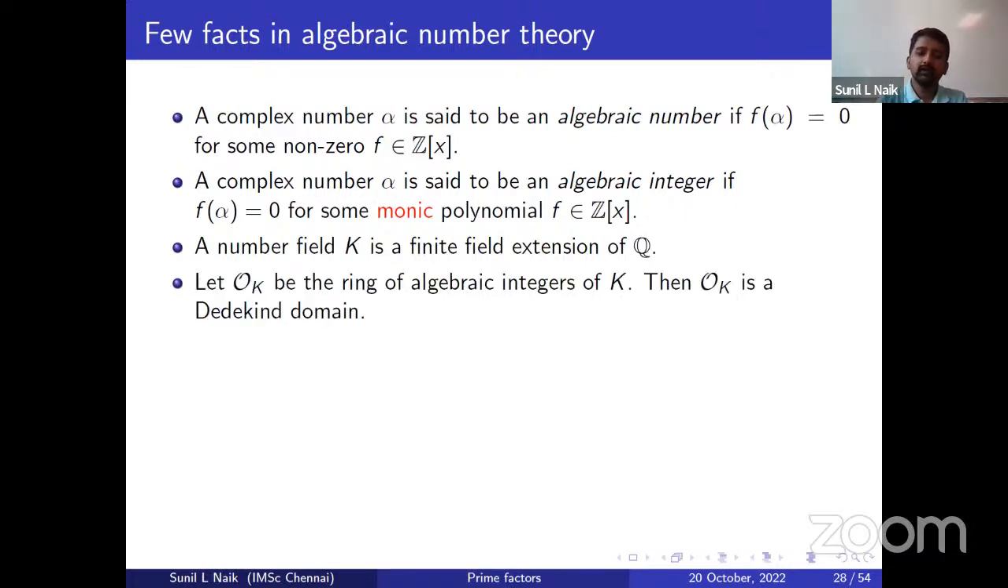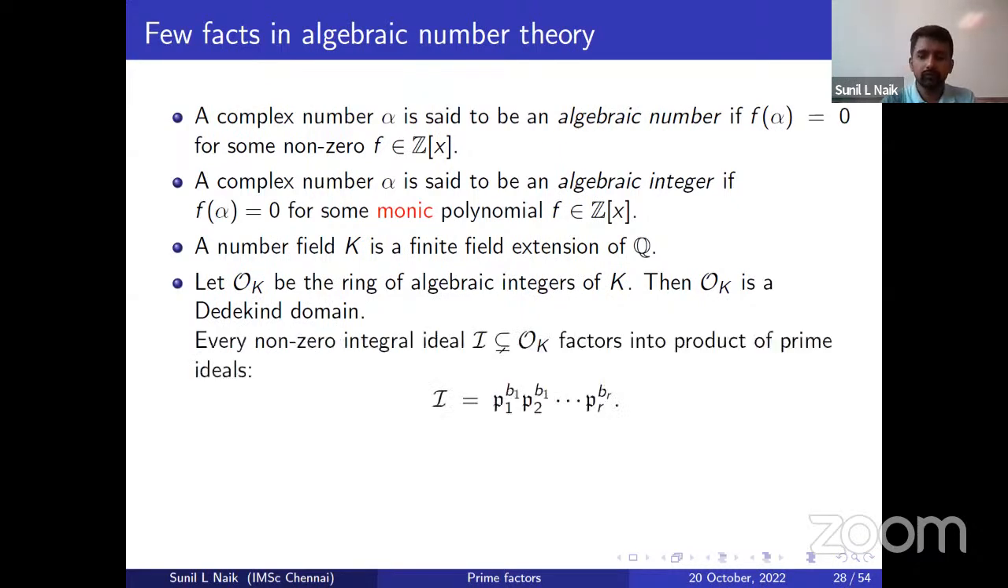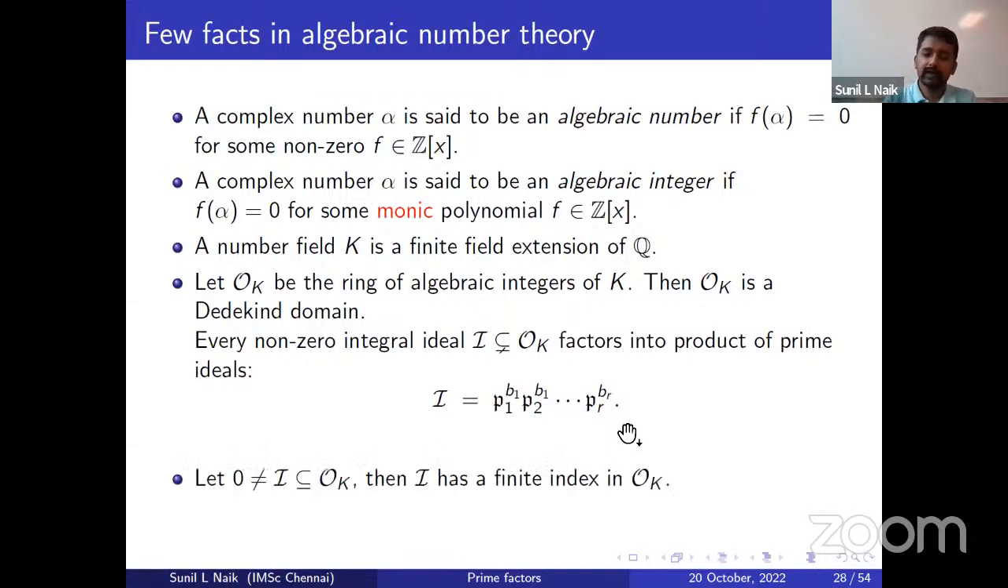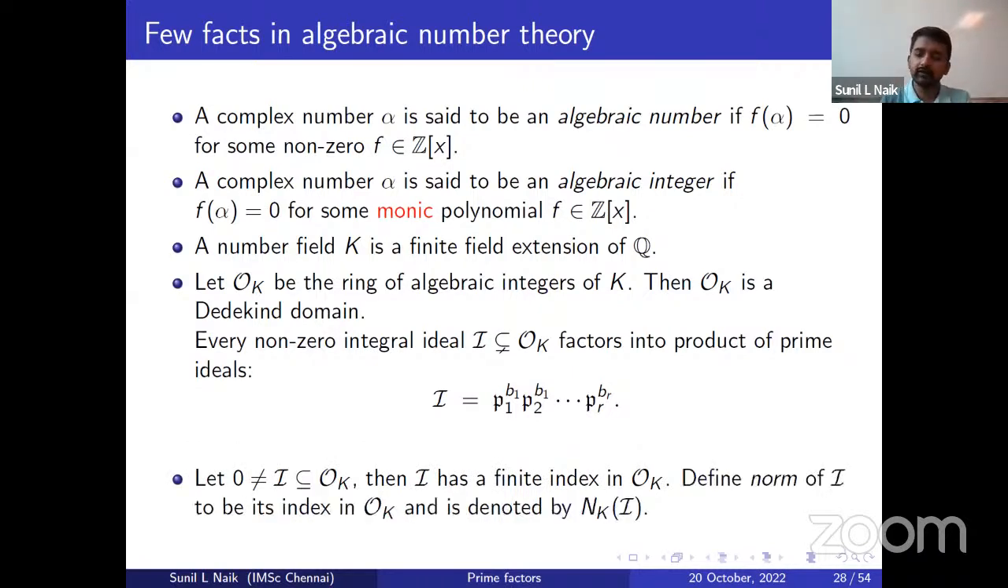Let O_K be the set of all algebraic integers in K, then O_K is a Dedekind domain. So if you take any non-zero proper ideal in O_K, it factors into a product of prime ideals as here. Let I be a non-zero ideal in O_K, then it has a finite index in O_K. We define the norm of the ideal to be its index in O_K, and we denote it by N_K(I).